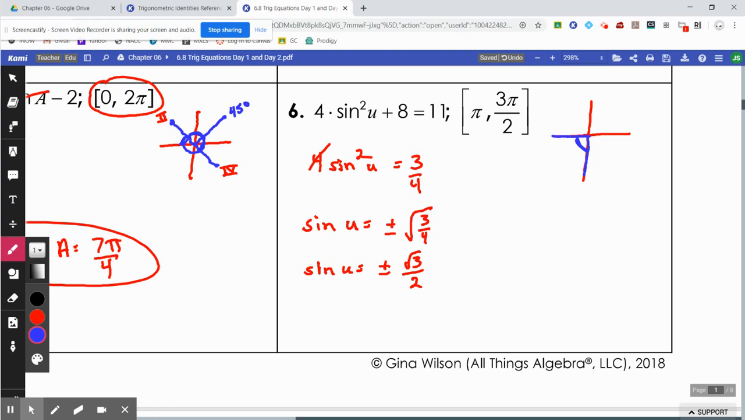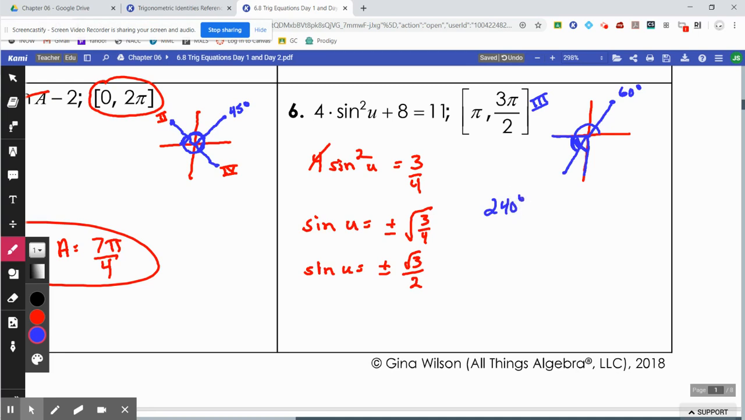Let's find a reference angle. Your first quadrant angle where sine is equal to root 3 over 2. That's a 60-degree angle. So we're looking for a third quadrant angle. Again, this is third quadrant. Looking for a third quadrant angle that has the exact same 60-degree reference. So we'll do 180 plus 60. That is a 240-degree angle.